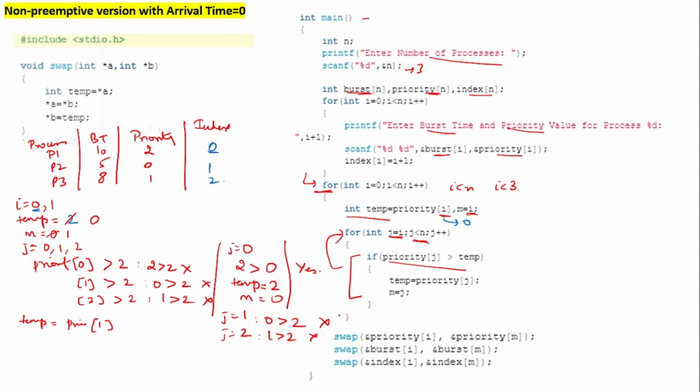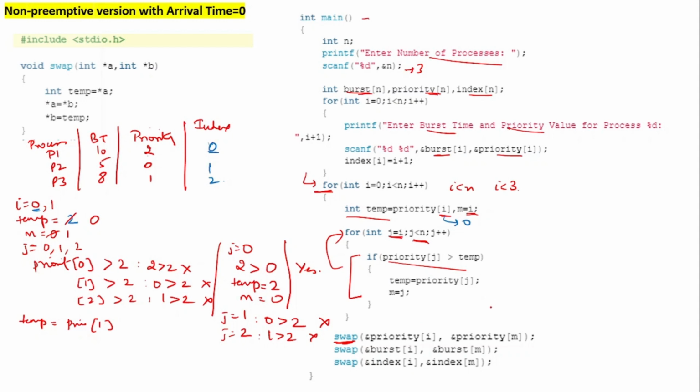Right, now what exactly am I doing in this particular case? I am basically sorting my array in such a way that I have the priority defined with me. I am sorting it on the basis of the priority. Okay, because you see the swap function here.